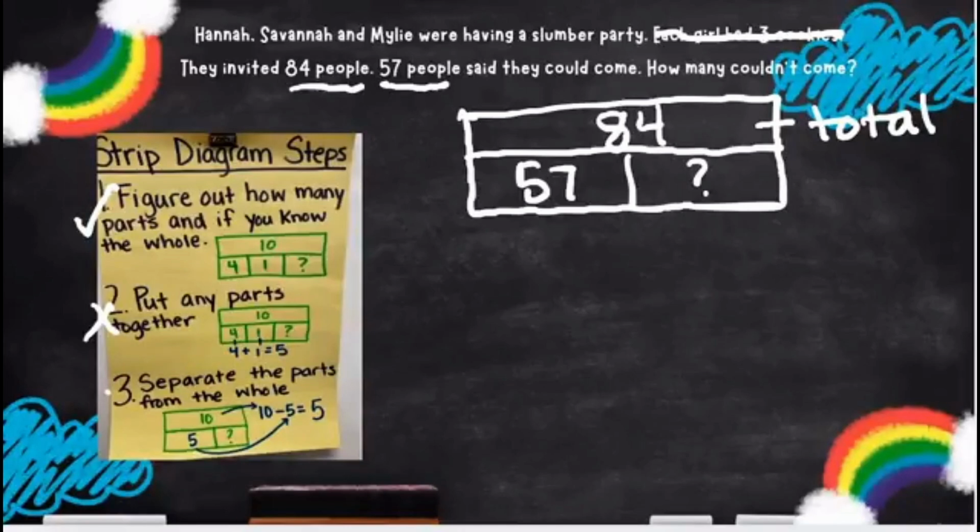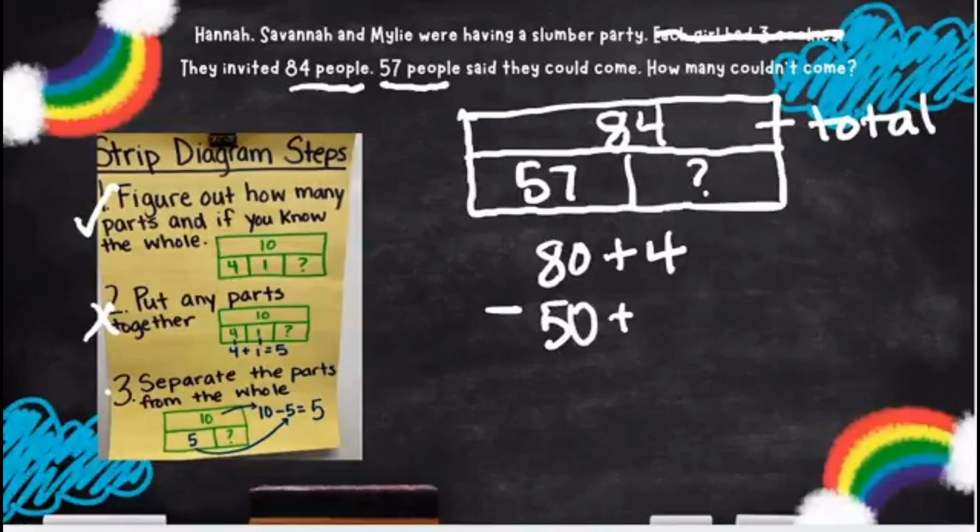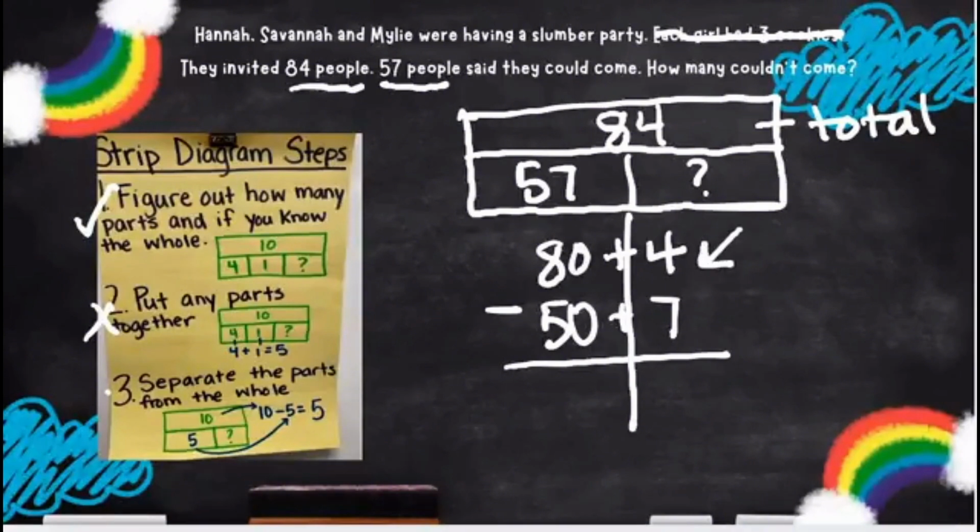To find my final answer, I need to separate the part I know from the whole. And so I'm going to do that using expanded form. If you watched my video on double-digit problem solving, this will look very familiar. I'm going to do 80 plus 4 minus 50 plus 7. I always start in the ones place, and I cannot do 4 minus 7.